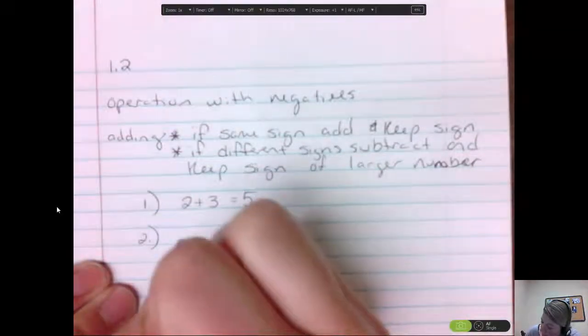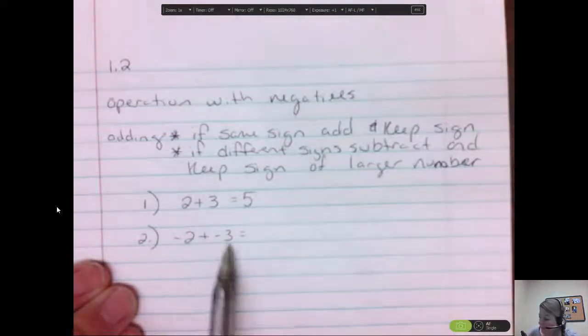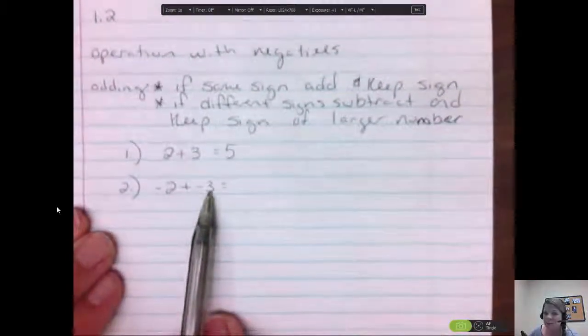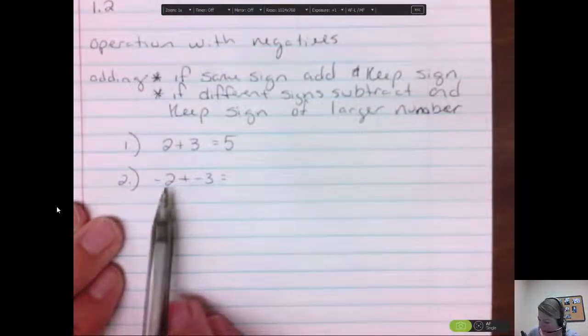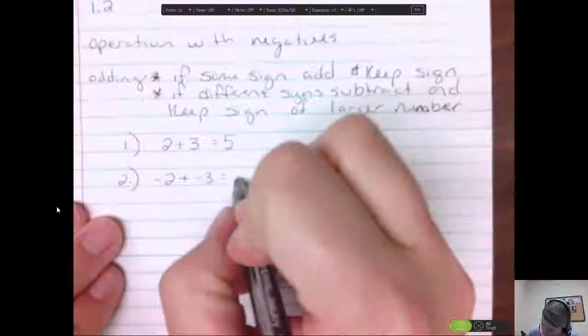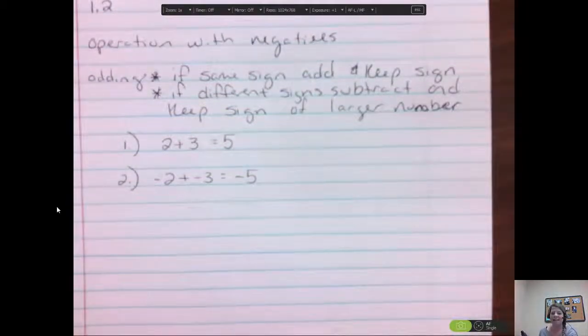But what happens if they would have been both negative? And this could have been written with the parenthesis around the negative 3. Some books write that, some don't. But what am I going to get when I have negative 2 and I add negative 3 more? And I get negative 5. So I got to add up all my negatives to get negative 5.